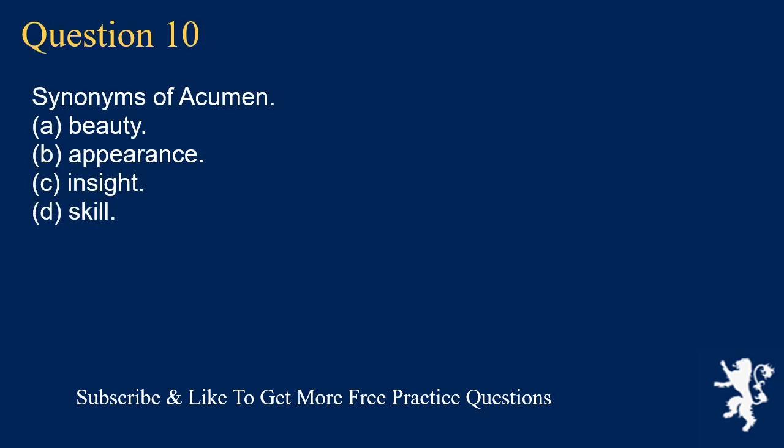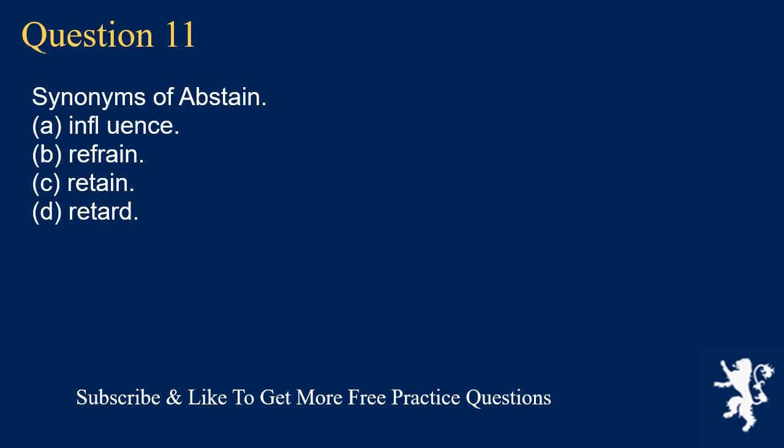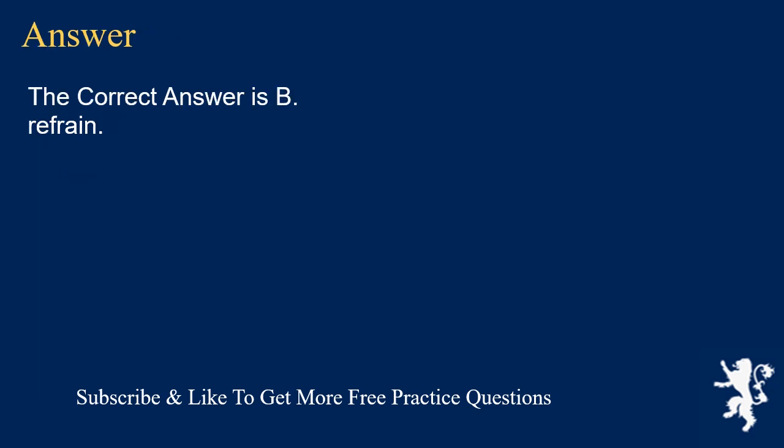Misfortune. Question 10. Synonyms of acumen. A. Beauty. B. Appearance. C. Insight. D. Skill. The correct answer is D. Skill. Question 11. Synonyms of abstain. A. Influence. B. Refrain. C. Retain. D. Retard. The correct answer is B.